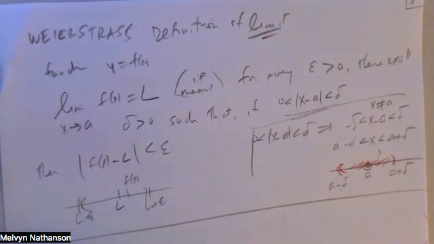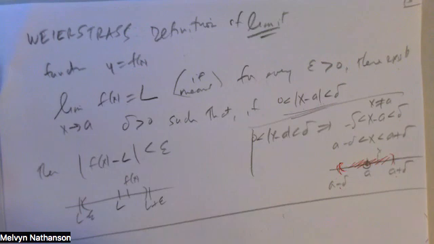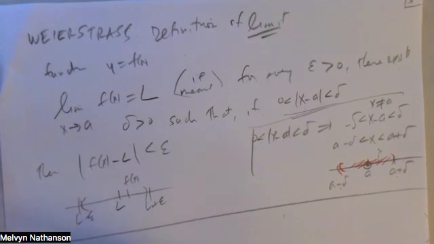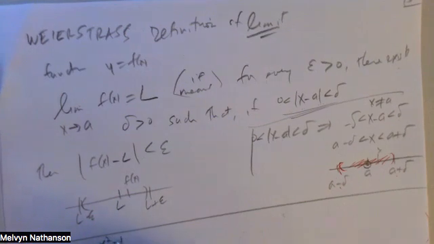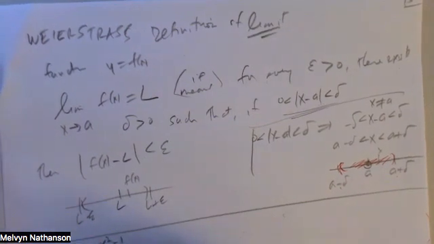So for example, suppose you have the function f of x equal to x squared minus 1 over x minus 1. Let's see, I'm not sure this is a good example.